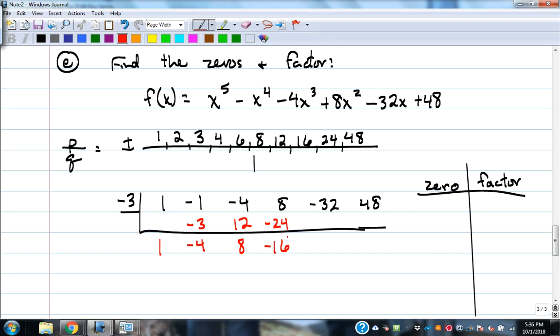The -16, +16. And I got a 0 in the remainder. It's what I should get. Now, that means I have a 0 of -3. What's the factor that goes with that? Good job, x plus 3. Okay.